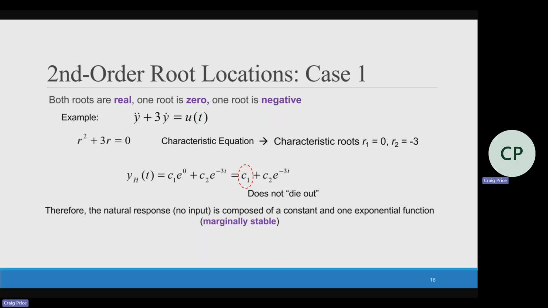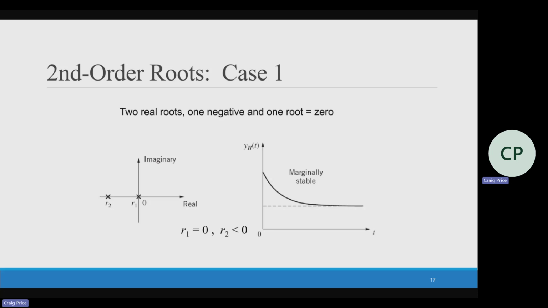This one we don't really see too often, but you could have a 0 root. If one root is 0, that just gives us a constant. This will not die out, but it will just be a constant. This will die out, so I'm left with a constant. We'll call that marginally stable. For the 0 case, it does give us a final value for the homogeneous, so this will reach a steady state, some kind of final value. So we call that marginally stable.